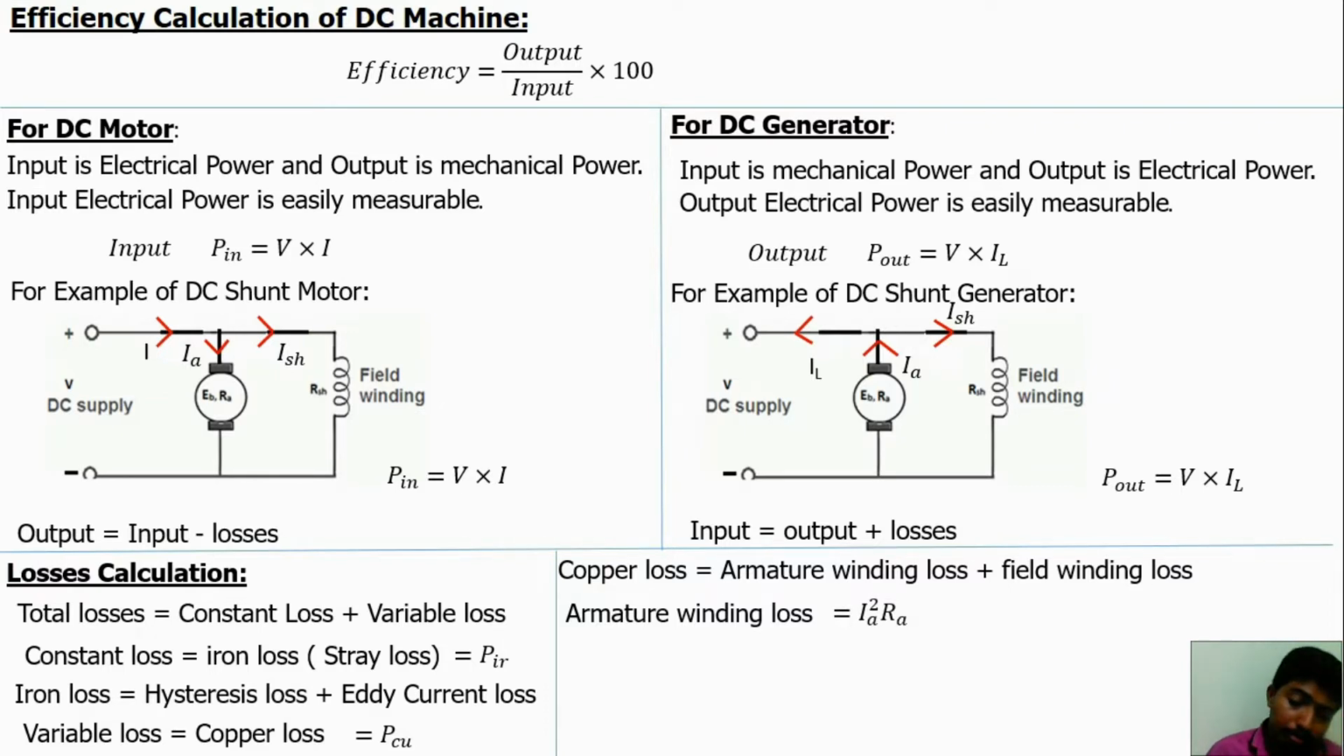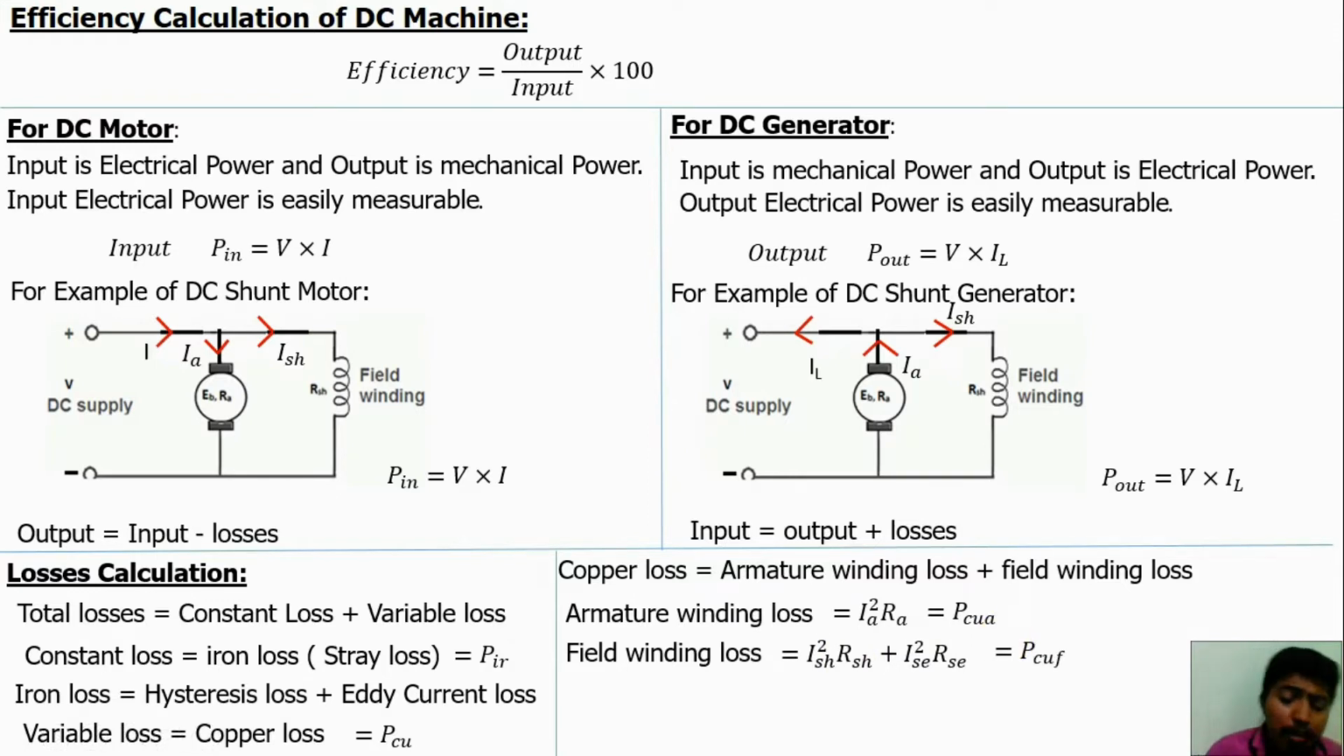Then the field winding loss, for some types of DC machines. For example, the DC shunt machine has only shunt winding. The DC series machine has only series winding. But the compound machine has both series and shunt winding. So the field winding loss is the combined form of shunt and series winding. For the shunt machine, it has only shunt, so I_sh square R_sh. For the DC series machine, it has only series current. But the compound machine has both. So it is represented as P_CUF.